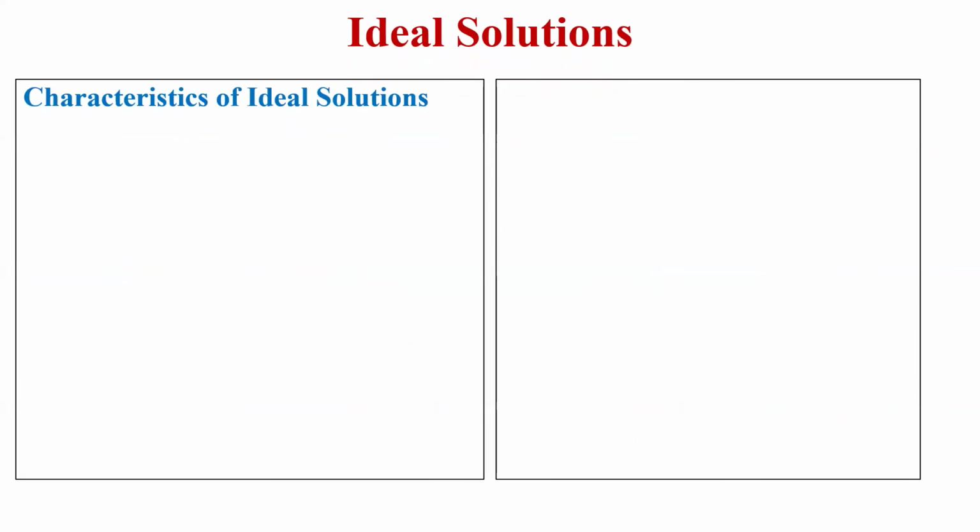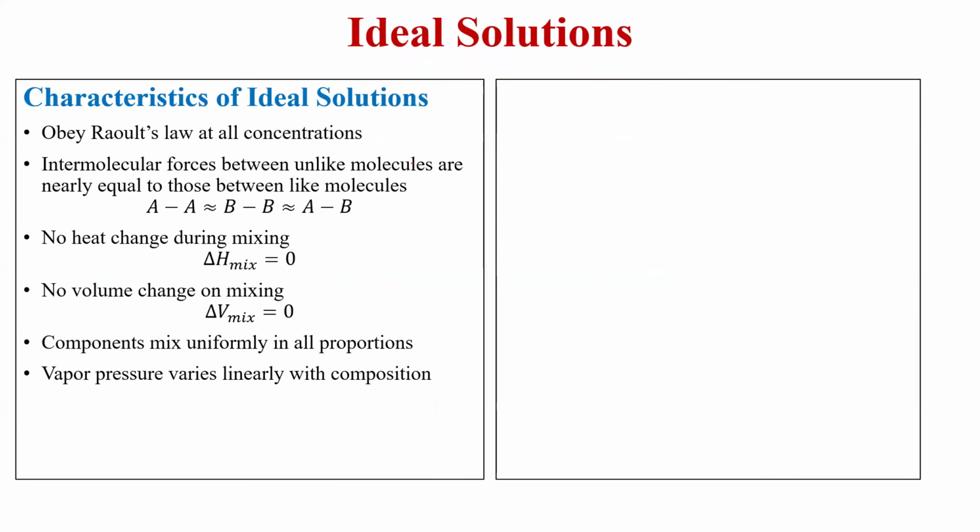So thank you. And I believe when we look at the characteristics of an ideal solution, like we have already shared, number one, they obey Raoult's law at all concentrations or at all conditions. The intermolecular forces between unlike molecules are nearly equal to those between the like molecules. Like the intermolecular forces of attraction between AA and BB are approximately equal to the one for A and B. That is just an example. Then there's no heat change during the mixing. Then there is no volume change on the mixing.